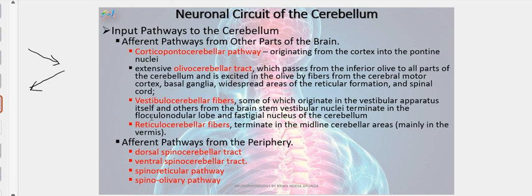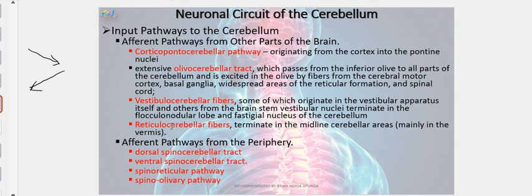flocculonodular lobe and the fastigial nucleus of the cerebellum. So remember, this zone we regarded as the vestibulocerebellum zone of the cerebellum, the functional zone, that is majorly having the flocculonodular lobe and some part of the adjacent part of the vermis.